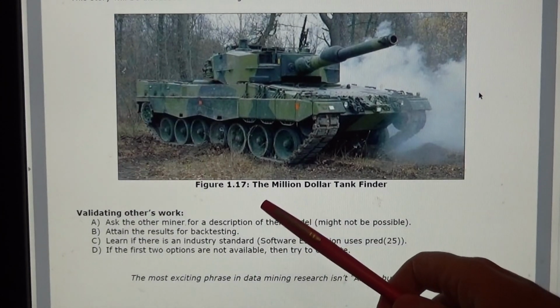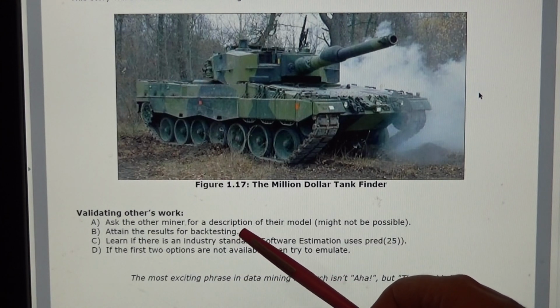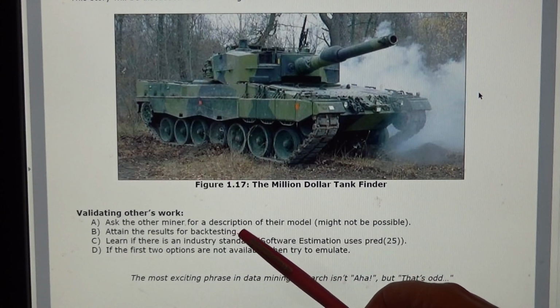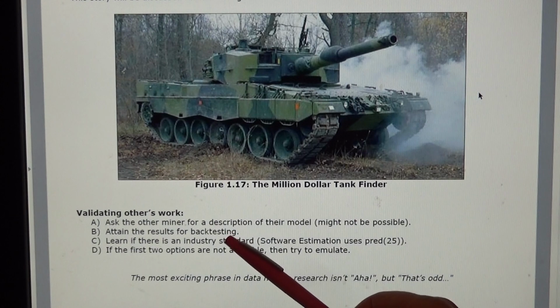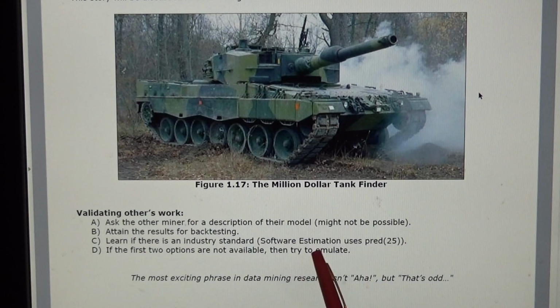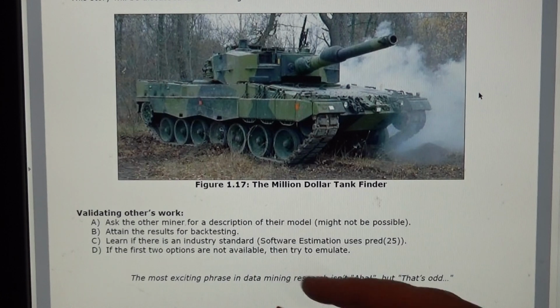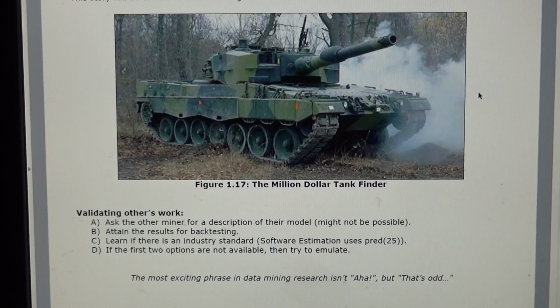So we also want to validate others' work, and we ask the other miner maybe for a description of the model. So you might be the one they're asking. You want to describe the model, and see what results you get. See if there's any industry standards, like in software estimation. Usually an error of 25% is considered acceptable. And one of the things is that, not an aha, but we come up with, well, that's odd. So sometimes you do modeling, you might make some assumptions, and it might reveal something you hadn't thought of before.